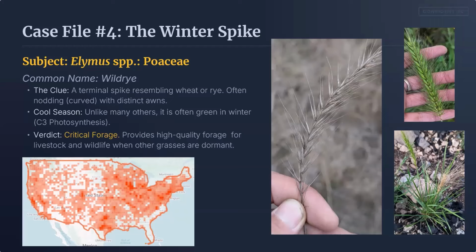And the one on the left is in the winter, and the one on the top right is in the summer. So you can see what it looks like with and without seeds. But this is a very valuable thing because it's a winter growing species. And that's helpful for livestock and wildlife that need forage throughout the winter.